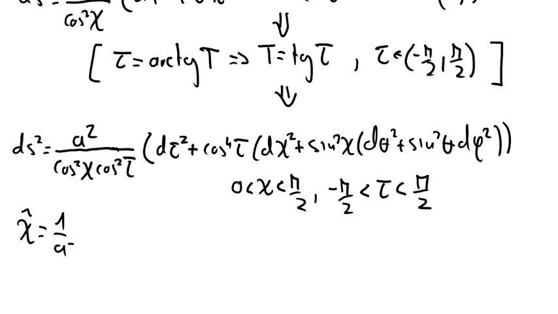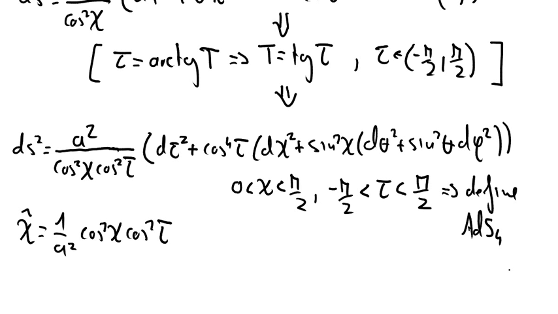Okay, so these values correspond to, well, define the physical spacetime, which is ADS4. Okay, but now we just look at the metric within the round brackets.